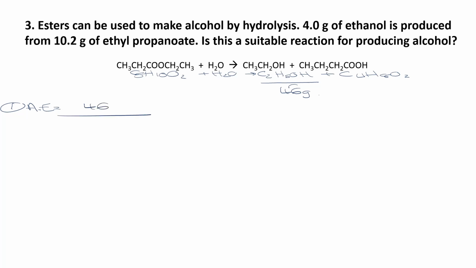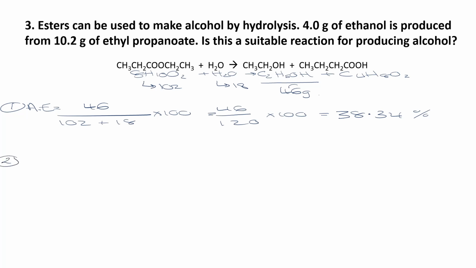We have 1 mole of both of our products, so we can simply work out their gram formula mass. Here the sum is 46 divided by 120 times 100, which leaves us with an atom economy of 38.34%. So quite a poor atom economy showing from this question.